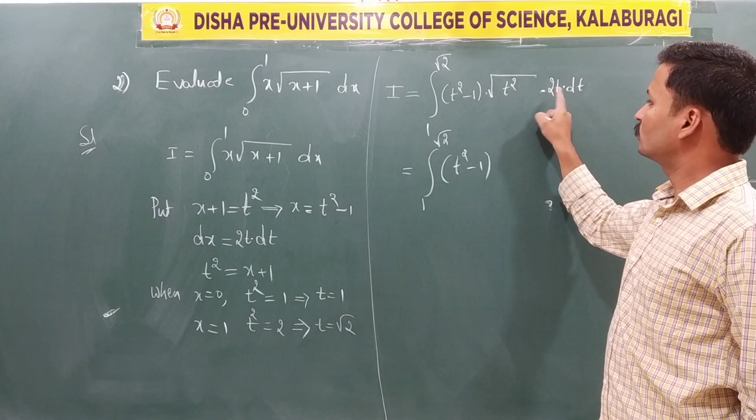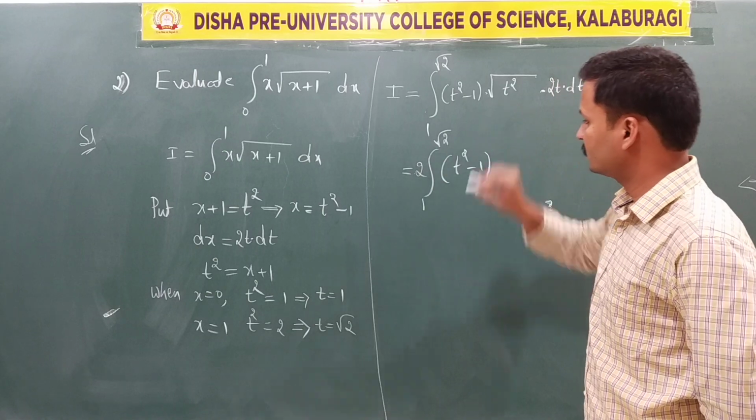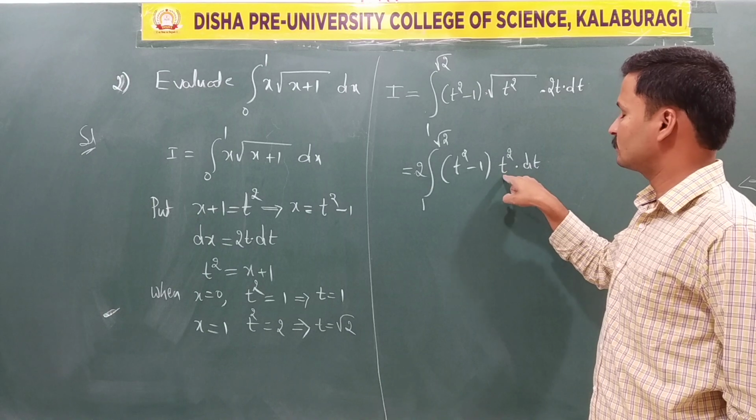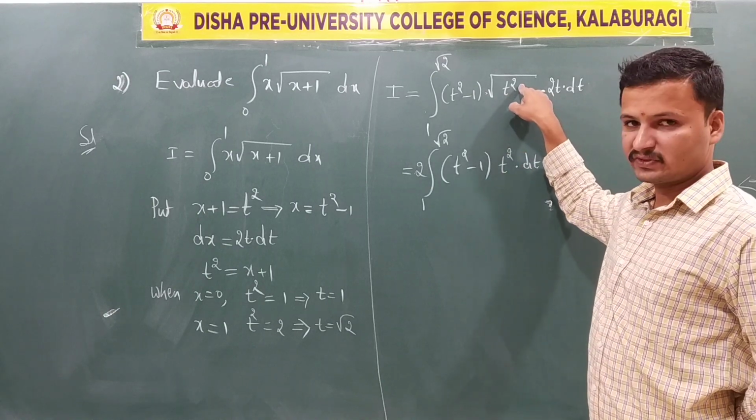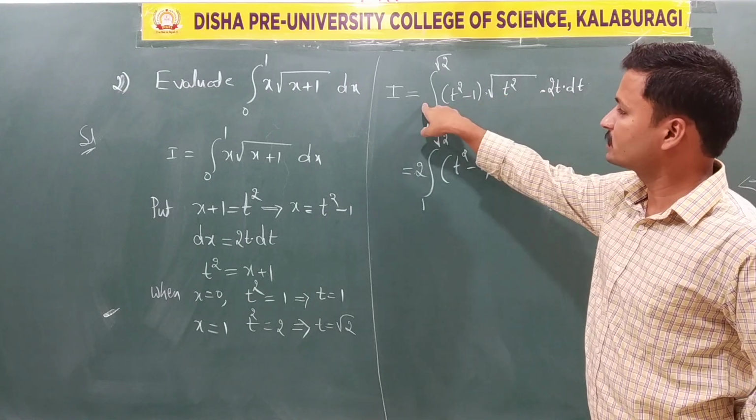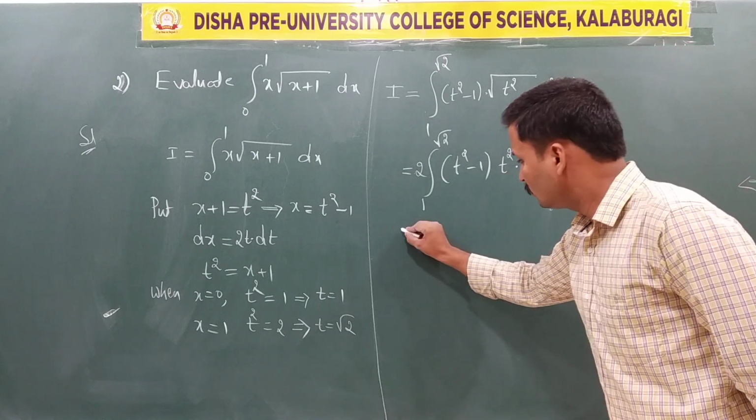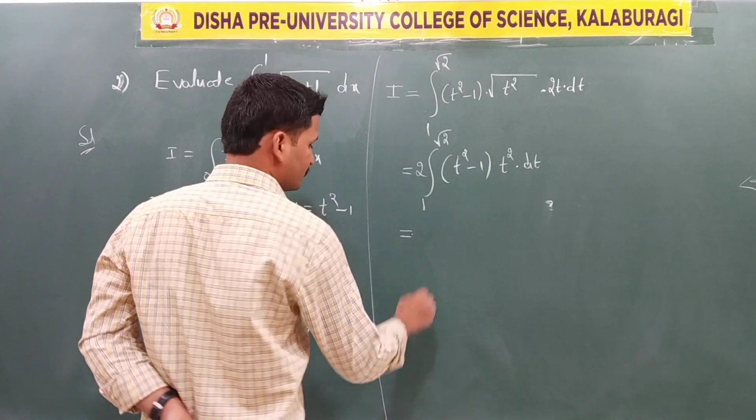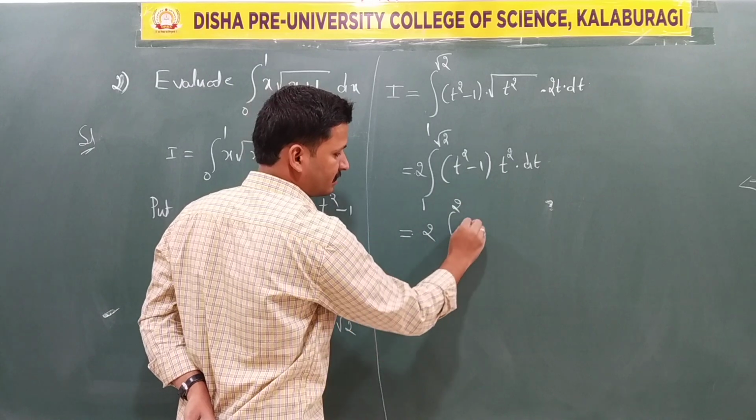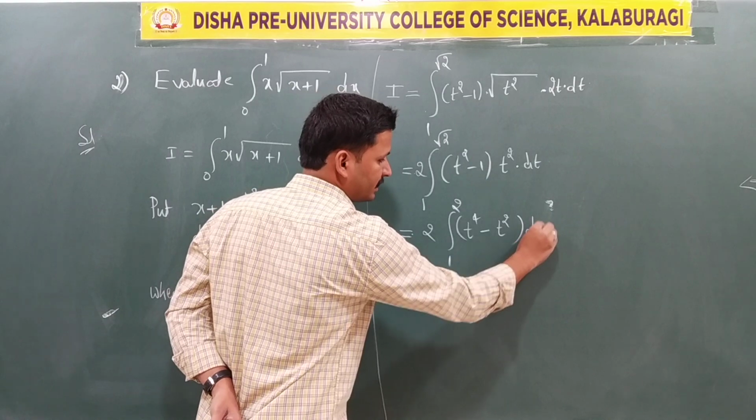t into 2t is 2t squared. I will write this 2 outside the integral, and here t squared dt. This t squared is because the square root of t squared is nothing but t, and t into 2t is 2t squared. So we take the constant 2 outside the integral, and the remaining is t squared dt. Now keep 2 as it is, integral from 1 to root 2, multiply t squared, that is t to the power 4 minus t squared dt.